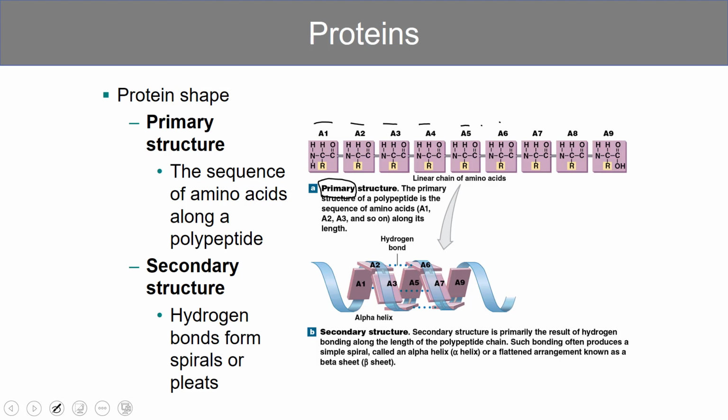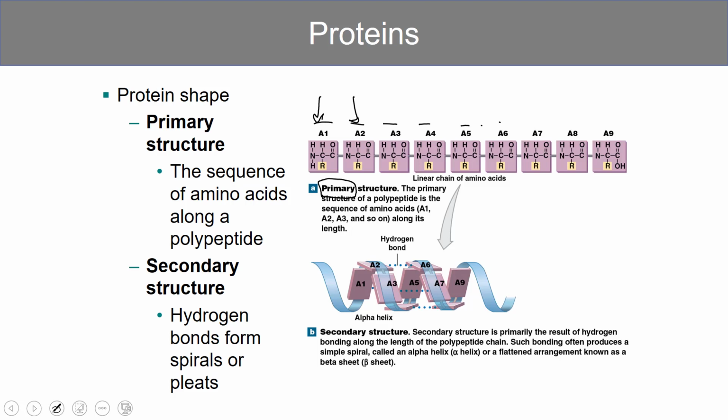The P comes first, followed by the R, followed by the I, followed by the M, followed by the A, followed by the R, followed by the Y. In the same fashion, the primary structure of a protein is nothing more than which amino acid is first, which is second, which is third, so on and so forth.